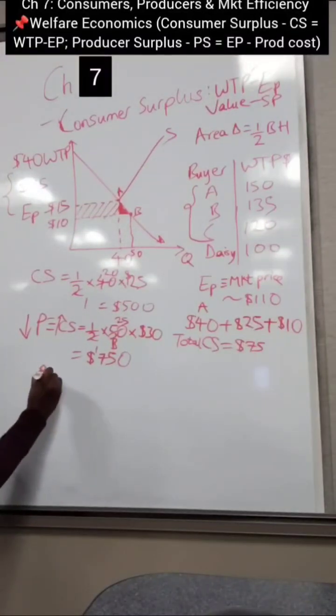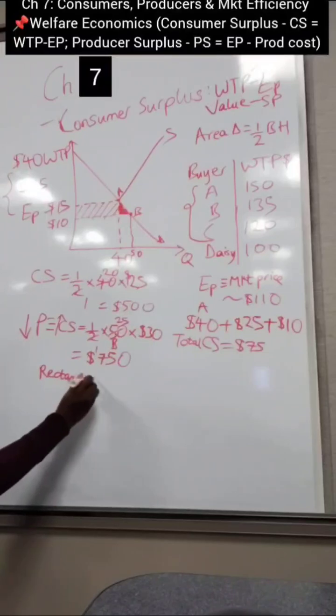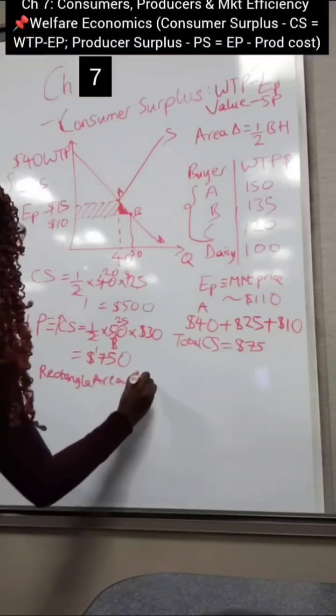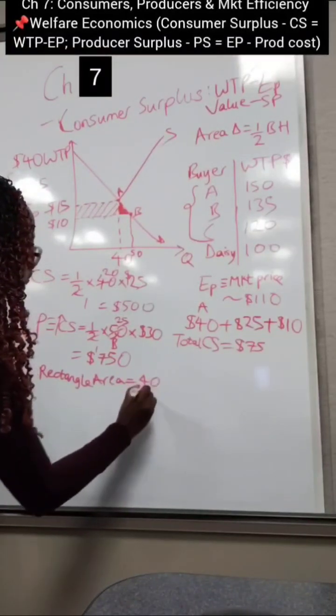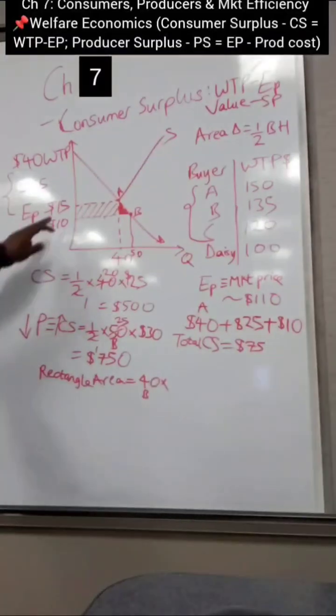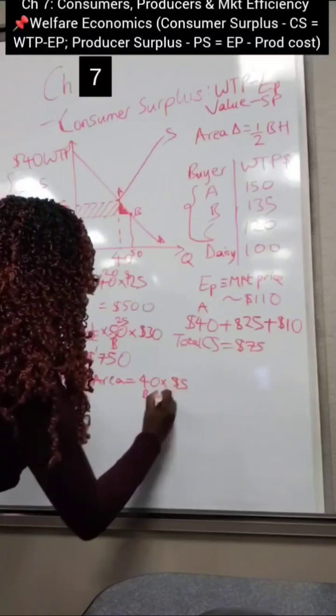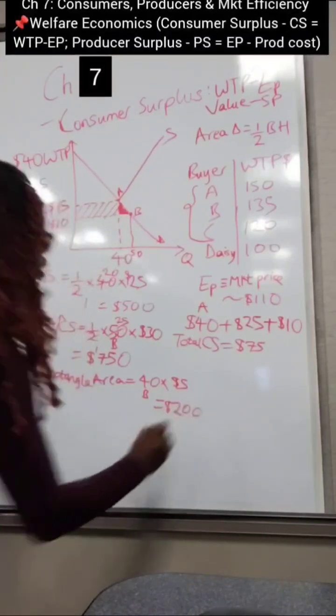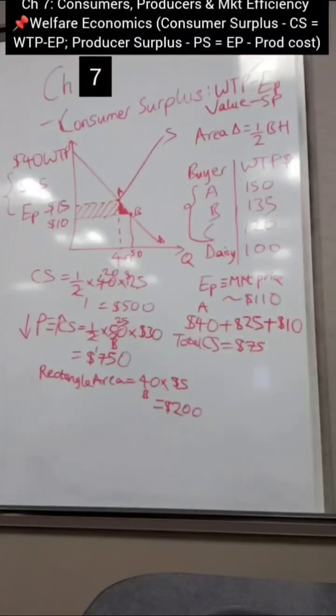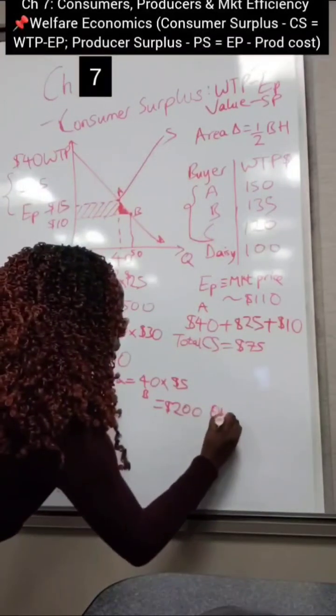So the area of a rectangle is going to be 40 for the base, 40 units being demanded, times your height, which is the difference in the price, $15 minus $10, that is $5, okay? So this is $200 that is due to the old buyers in the market.